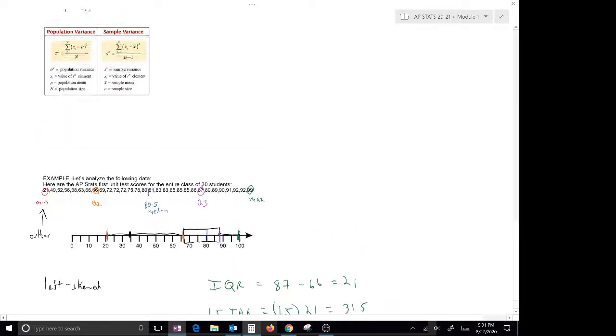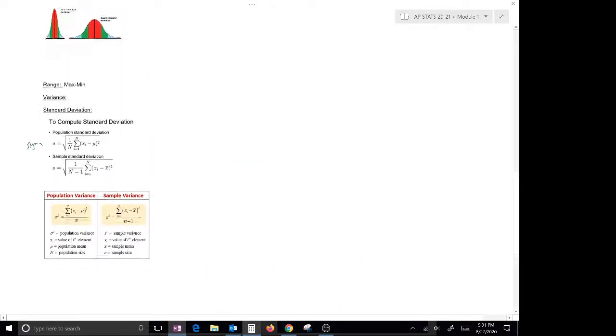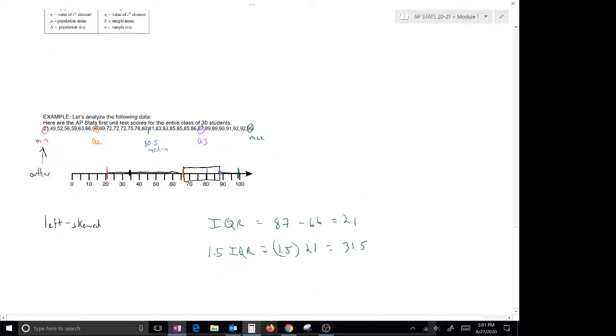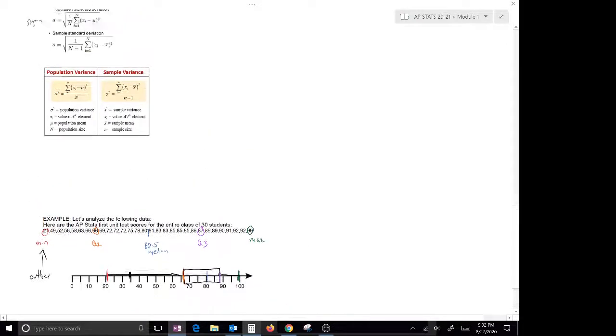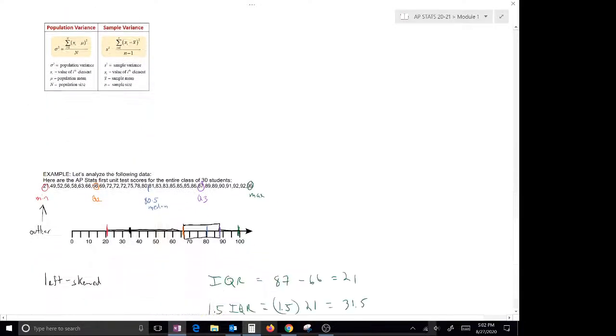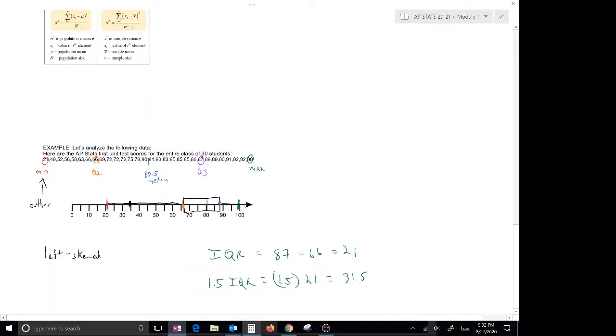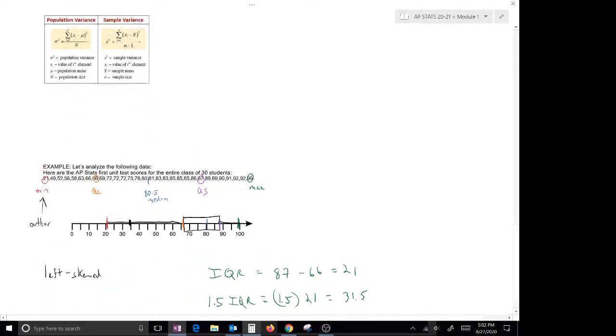The other measure of center is mean, which is average. So if I wanted to calculate that, I would add up all of these numbers and then divide by 30. Oh, that's a pain. And then going on to standard deviation, oh my gosh, that would be an even bigger pain. So luckily we have technology that can do that for us.